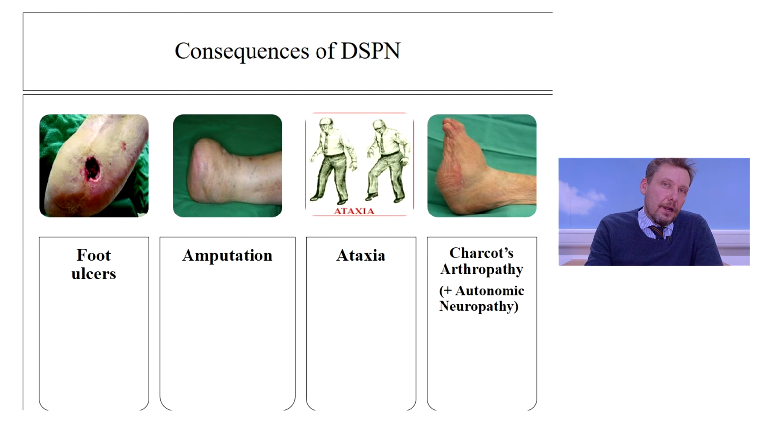These individuals clearly are at high risk of underlying foot ulceration. And that brings us on to the consequences of DSPN. Well, of course, I don't need to tell this audience of the risks associated with this disease. It is a major risk factor for the development of diabetic foot ulceration, amputation, and of course Charcot's arthropathy, which warrants a talk in its own right. But unfortunately, we don't have time to go into the importance of this disease here.